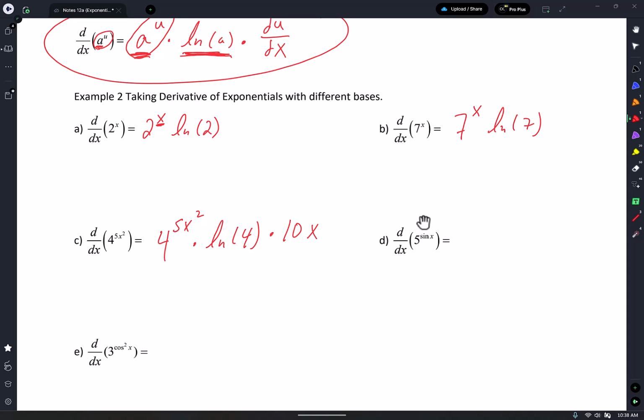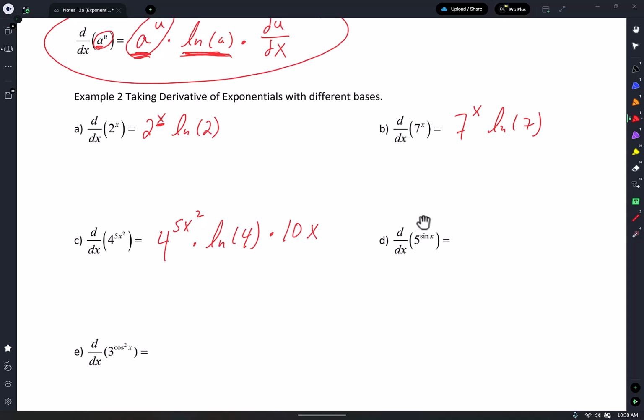I guess you can write 10x in front of the ln of 4, but you don't mix it with the 4 there. You're not going to say 40. That's not how this works. Leave it alone. Cool or not cool? Cool. So it's basically like the ln is for the derivative base. Yeah. And then the 10x is the derivative of the exponent? Yeah.